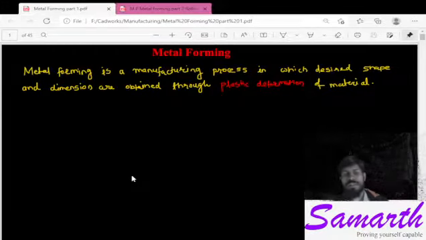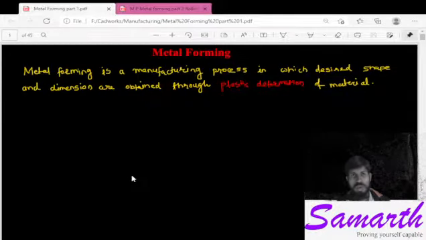Welcome friends. In today's lecture we are going to discuss metal forming, and specifically after discussing the types of metal forming processes, we will start the rolling operation and we will discuss rolling operation in detail. So what is metal forming?